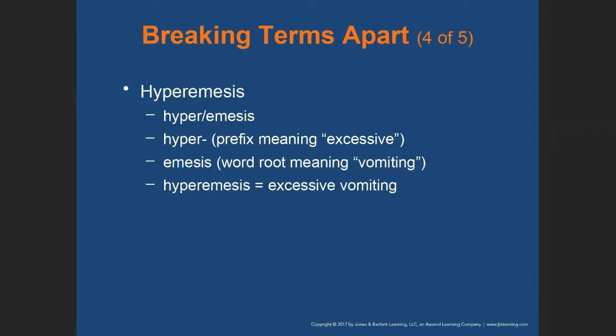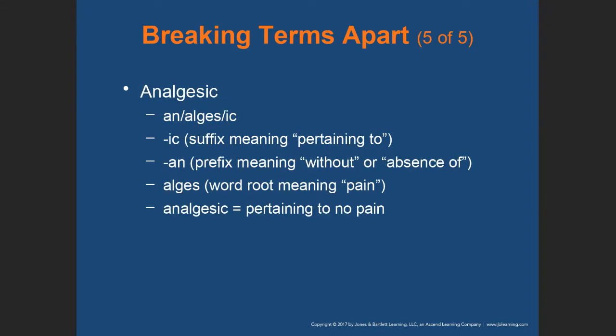Hyperemesis. The prefix hyper means excessive. Emesis means vomiting. Hyperemesis is excessive vomiting. Analgesic. Ic, suffix meaning pertaining to, and prefix an meaning without or absence of. Alges, word root meaning pain. Analgesic, pertaining to no pain.